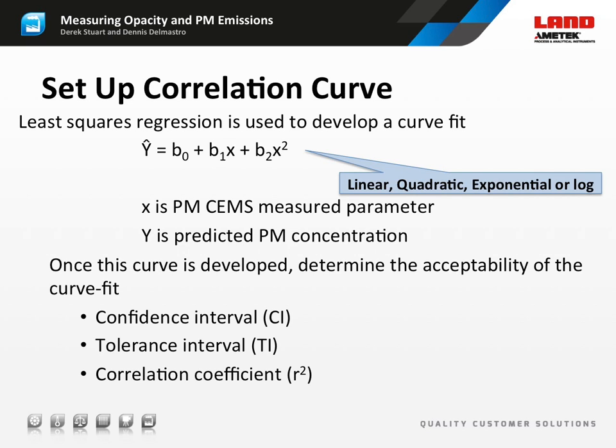Once we have the correlation graph, the standards require statistical tests for quality of fit, so we can be sure we're not simply plotting a graph through a set of random numbers. The required values are the confidence interval, the tolerance interval, and the correlation coefficient. If the data pass all of the statistical tests, we can use the correlation data to determine the PM concentration using our PM-CEMS.